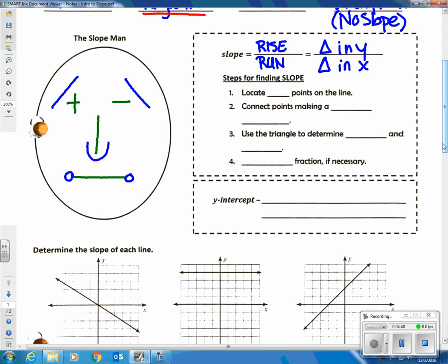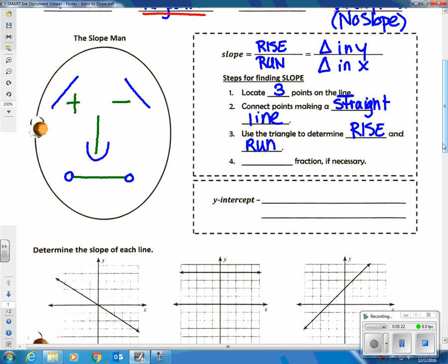So these are the steps now for finding slope. If we're given a line on a graph, we're going to locate 3 points, at least 3. You always want to have at least 3. Locate 3 points on the line because they should make a line. You're going to connect those points to make a straight line. That's the whole point here. Because if I have 3 points on the line, remember it is always a straight line. Then you're going to use the triangle, that's our little rise over run thing, to determine rise. And again, I'm going to show you how this works. And the run.